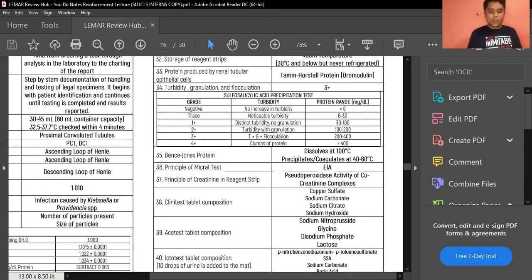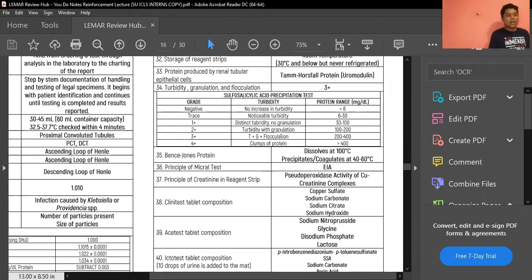Next, you have the principle of Micral test. Of course, is enzyme amino acid. That's a Micral, yeah. Microalbumin, diba? Determination that is using test kits. All right, Micral.